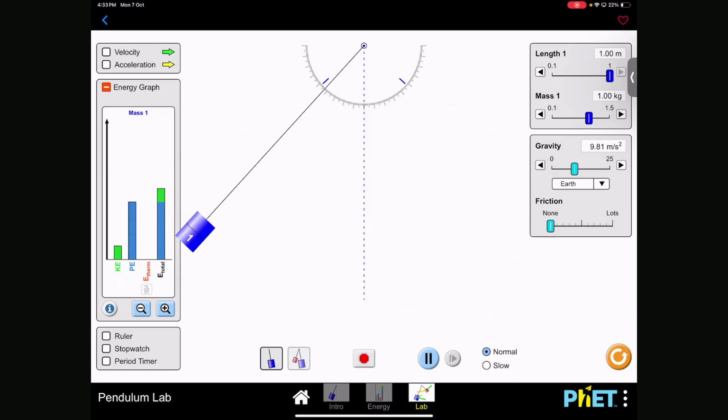But in practice, there is definitely something acting on the system. Air resistance, drag, friction. What does that do to your system? It eats away energy from you. So it's taking away energy. How does that look? If I put friction here, I have a slider on the right. It says friction. See what it does.